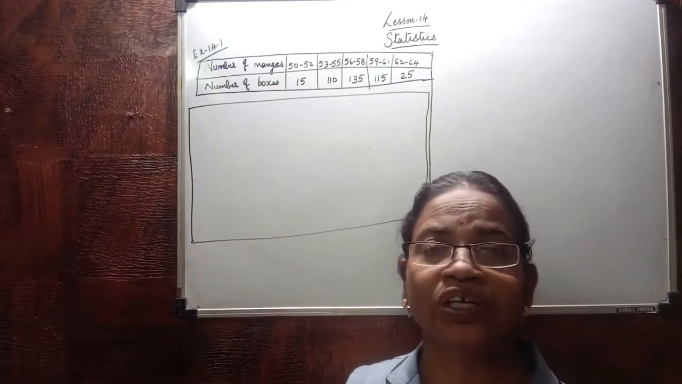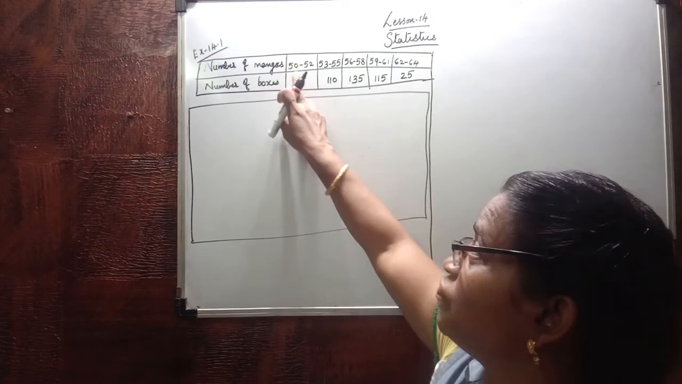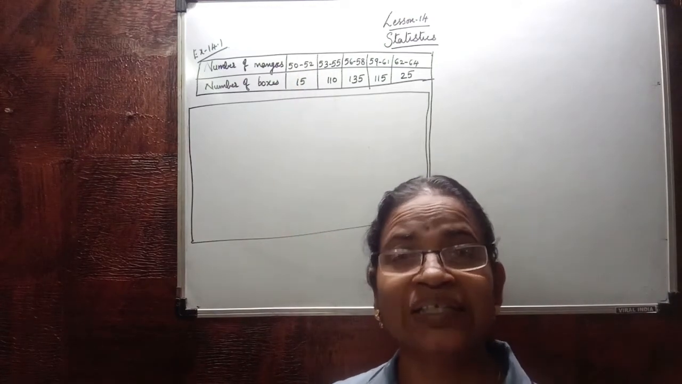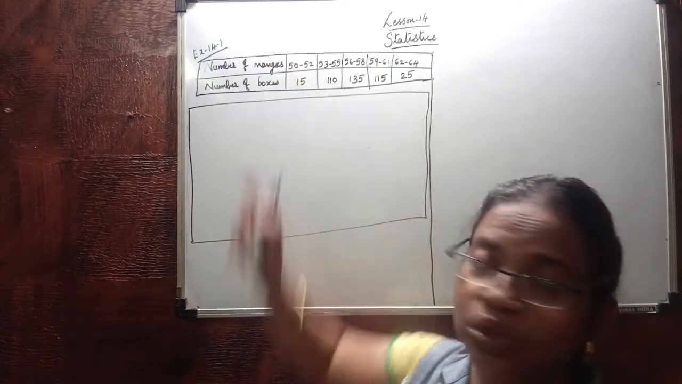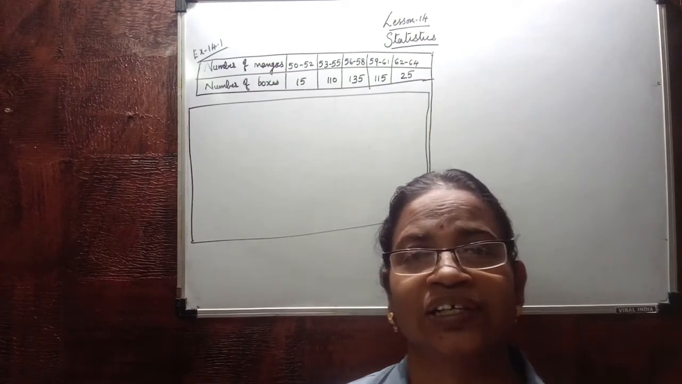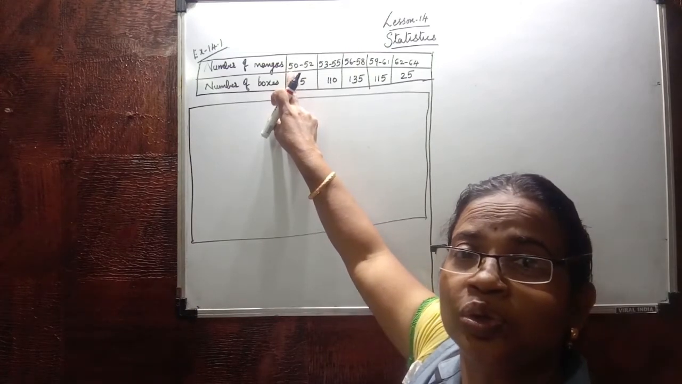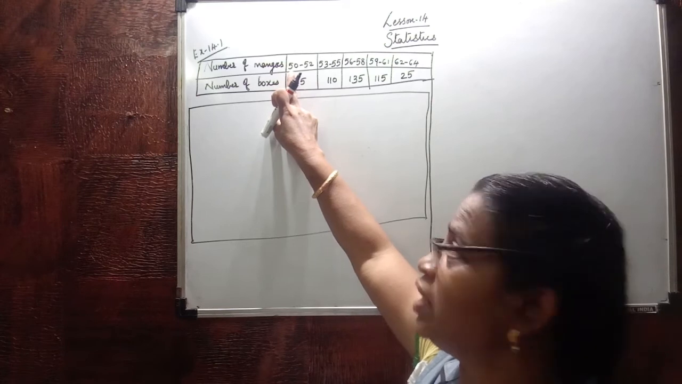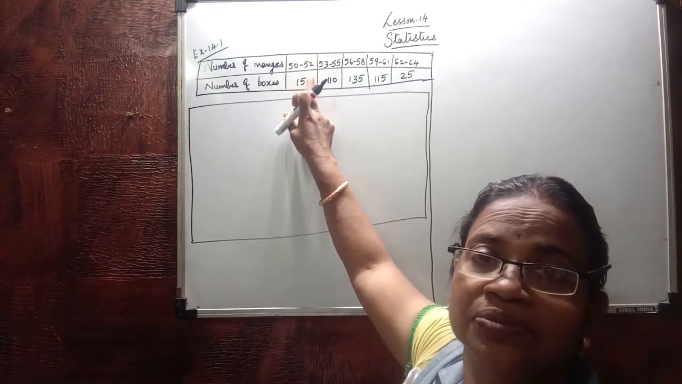This is the other method. I'm not thinking about the assumed mean method and all. I'm just telling we have to make it continuous. That is the correct method you have to use. How will you make it continuous? You have studied in 9th standard. You have to subtract 0.5 from the lower class limit and then add 0.5 to the upper class limit.